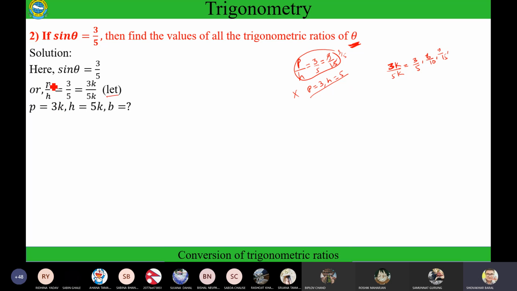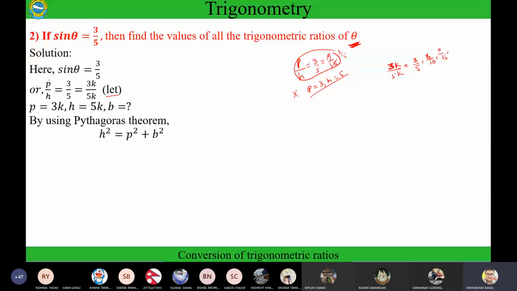So P is equal to 3k, H is equal to 5k, and B is equal to what? So let's find the value of B. It will be by using the Pythagoras theorem. H square equals P square plus B square.